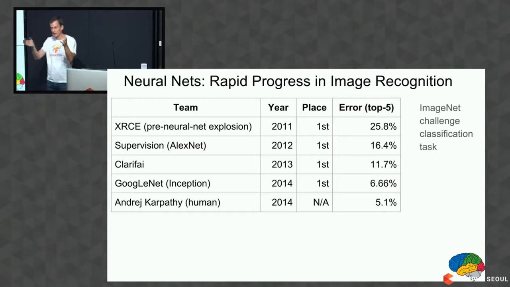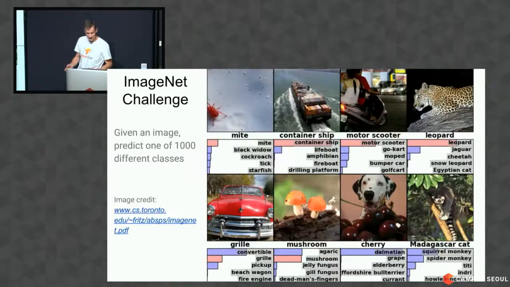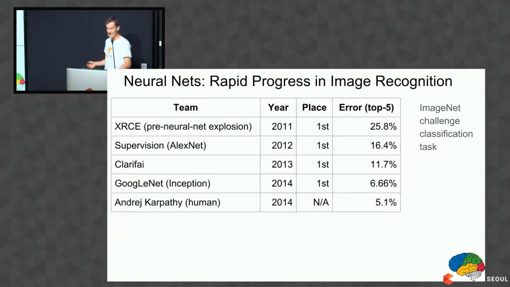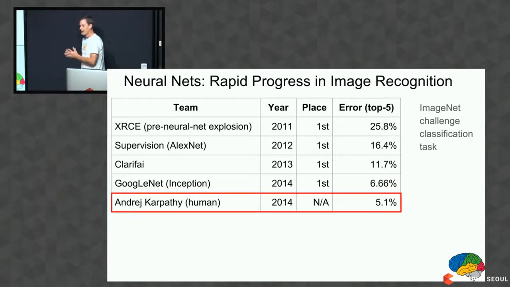was sitting around at a group meeting apparently, and they said, oh, I wonder what humans can do on this task. And so they sat down in their group meeting and tried to label some images. They were looking at these images and saying, is that a Madagascar cat? And they're like, I don't know, this is hard. So he decided he would go home and actually train himself over the weekend to label ImageNet images. He has a great blog post about this, so you should look it up.